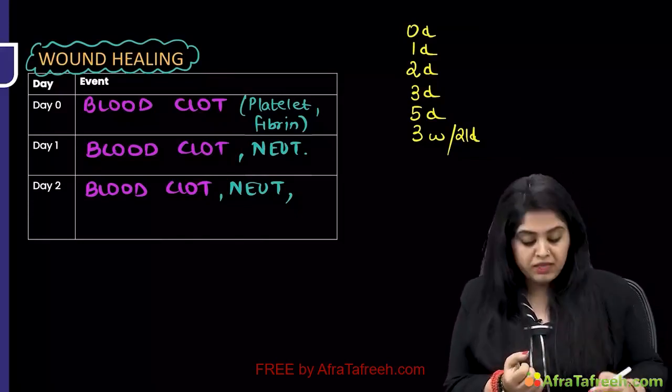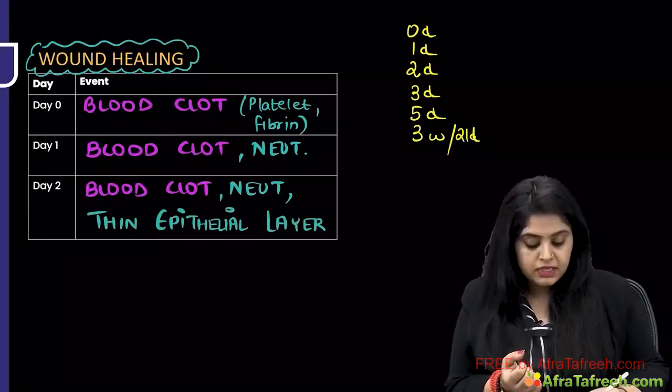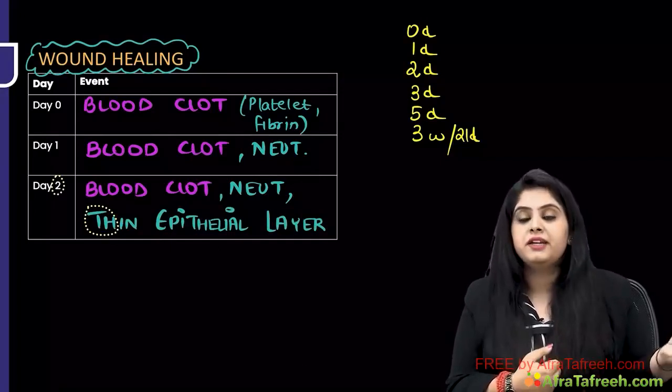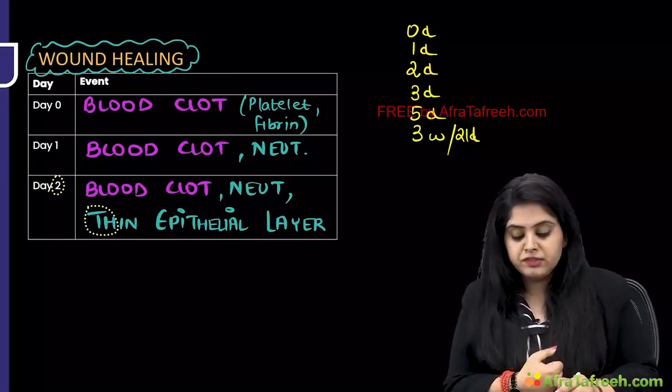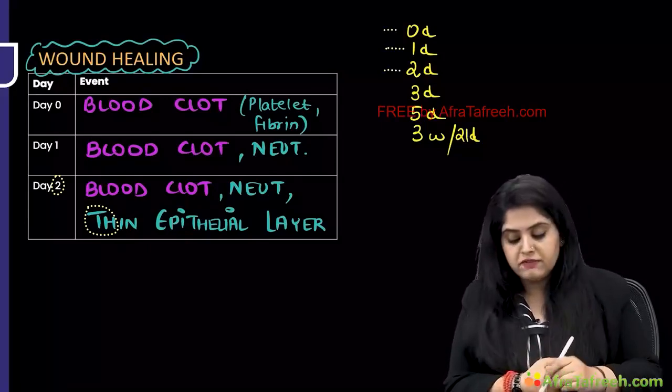But that day 2, that is known as a thin epithelial layer. A thin epithelial layer is going to come on day 2, and all of us are guilty of peeling it off. Okay, so 0, 1, 2 is done. It's acute inflammation. Now let's go into the 3, 5, 3.